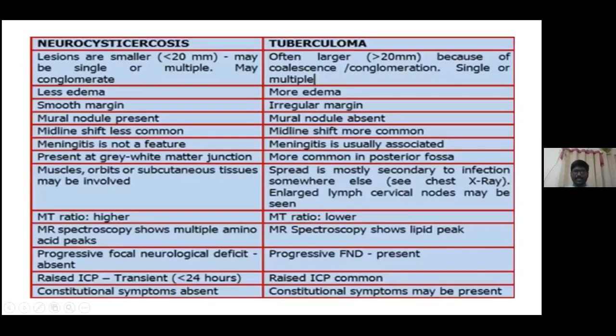These are the differences as I already mentioned. Briefly, the moment you see larger lesions, conglomerated lesions, multiple lesions, midline shift, more edema, it is more in favor of tuberculoma. Smaller lesions, single lesions, smooth margin, less edema. So I can say the more violent-looking one is tuberculoma, and the more simple-looking one is neurocysticercosis. They are smaller lesions, single, with less edema and smooth margin. Mostly midline shift is not seen. It is more in favor of neurocysticercosis.